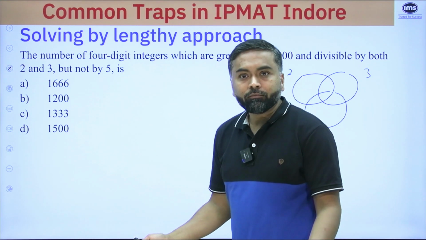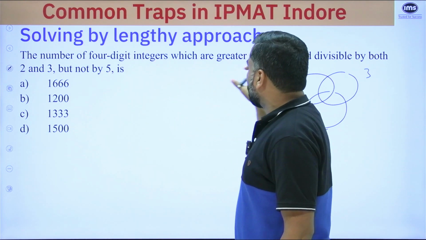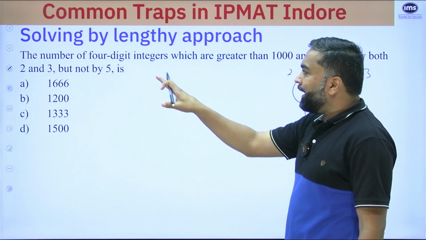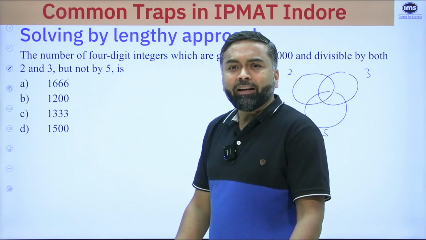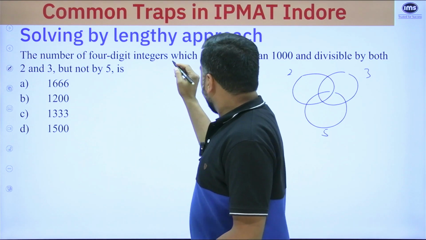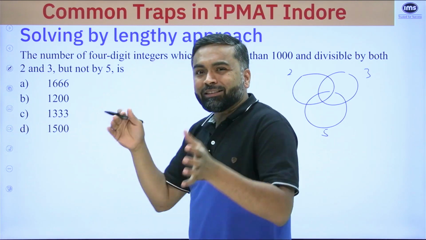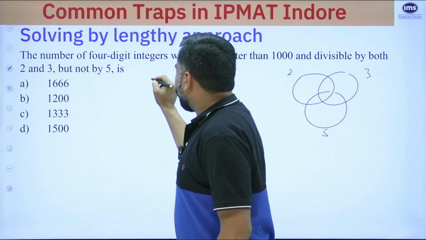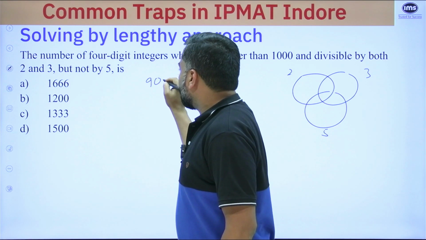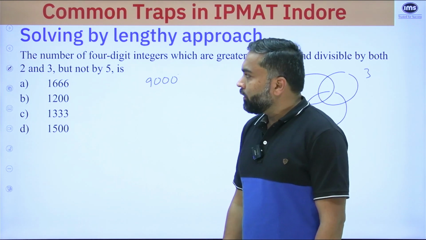It's not needed. Why? How many 4-digit numbers would be there, greater than 1000 and less than or equal to 9999? So it will be from 1001 to 9999. Let's start from 1000 as of now. So I know that there are a total of 9000 such numbers.